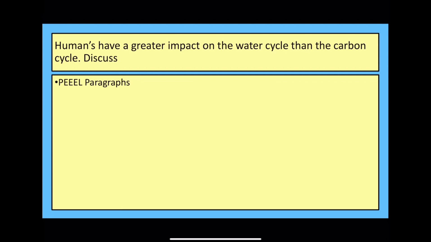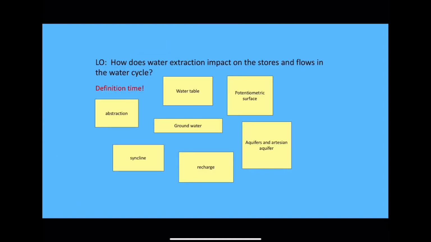Okay, so the impact of water extraction on the water cycle. This is where we remove water from rivers or the groundwater to use on farmland or in our homes and things like this. First of all, we need to define these terms. I'll give you time to do that. If you want to pause and look up these terms, many of them will be in the glossary of the textbook, or you can look them up online.